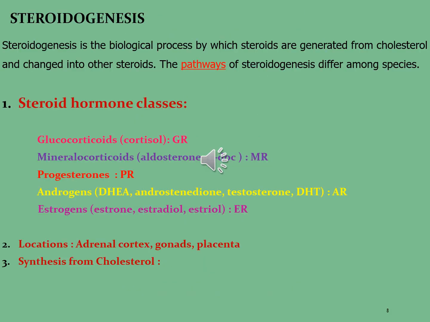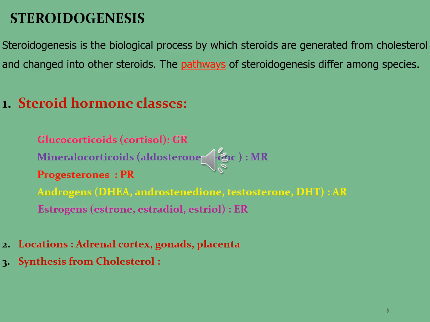Let's see what steroidogenesis is. After taking this lecture, you should be able to describe the key components of steroidogenesis, list the major steroid hormone classes and key examples, the locations where steroid hormone synthesis occurs, and the detailed steps of making steroid hormones from cholesterol. When we see the statement of steroidogenesis, you can call it the biological process by which steroids are generated from cholesterol and changed into other steroids. The pathway of steroidogenesis differs among species.